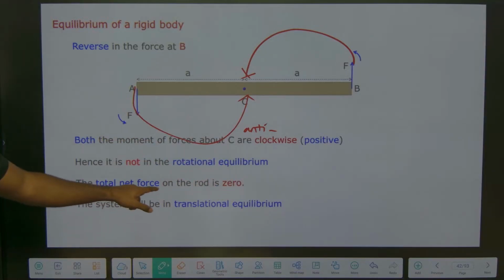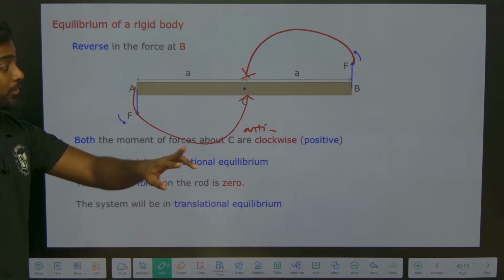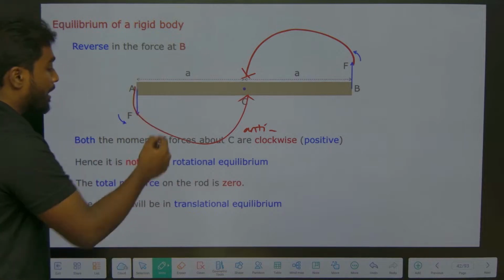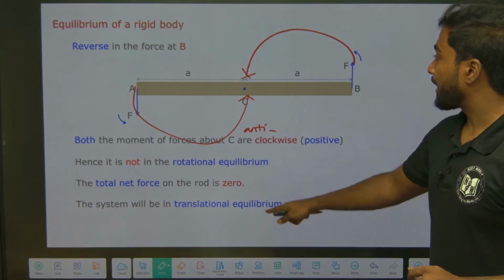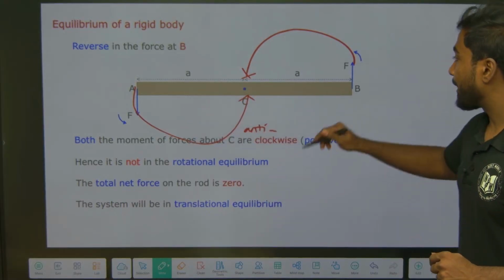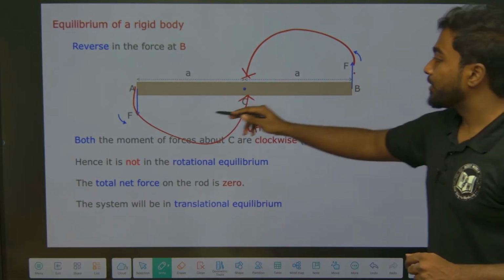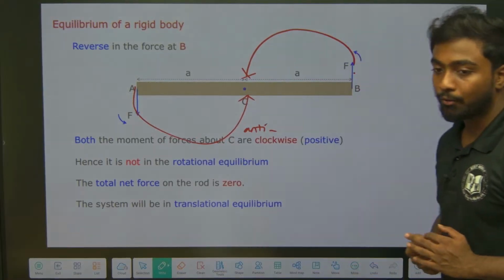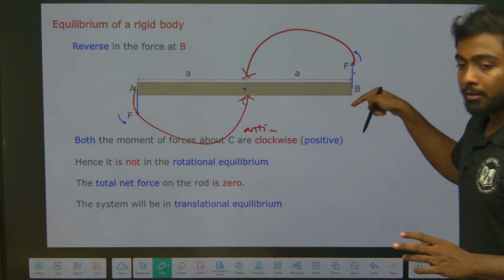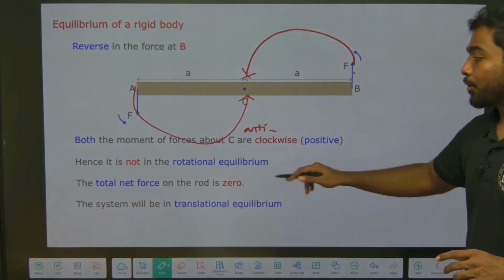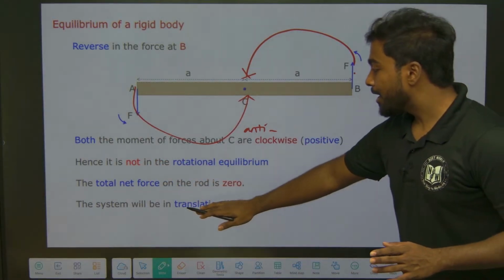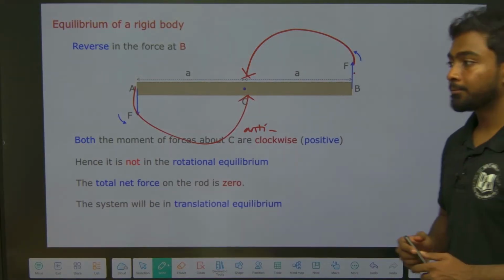So the total net force on the rod is 0. Total net force on the rod is 0 means it is in translation equilibrium. Translation equilibrium, not rotational equilibrium. So here this force and this force are equal and get cancelled off. But the torque is trying to rotate it, no? So it is not in rotational equilibrium, but it is in translation equilibrium.